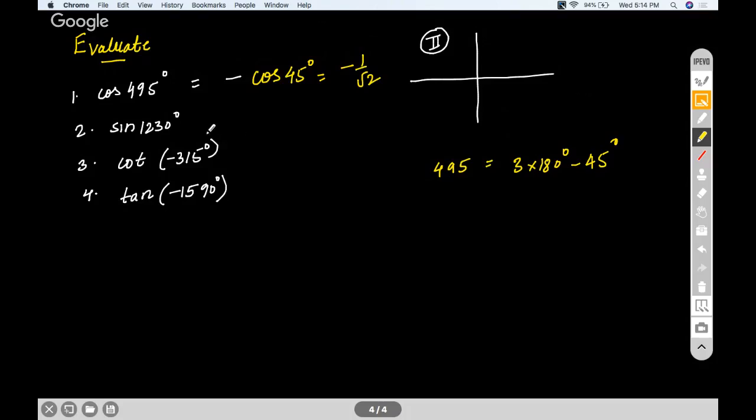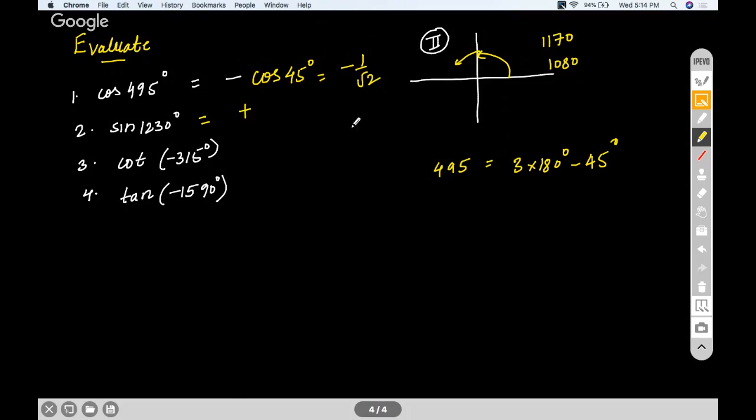Quickly doing the next one also, sine 1230 degrees. So 1230 degrees would lie, let's say I complete one round 360, two rounds 720, three rounds 1080. So I'm here at 1080. If I complete 90 more, I will be at 1170. And then 60 more again. So I'm back in the second quadrant where sine is known to be positive.